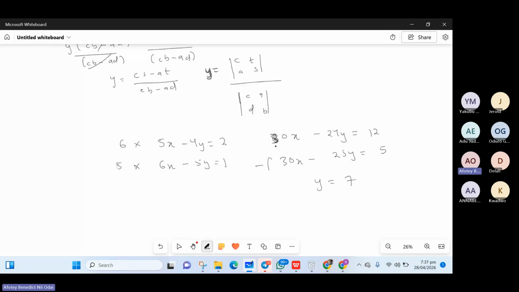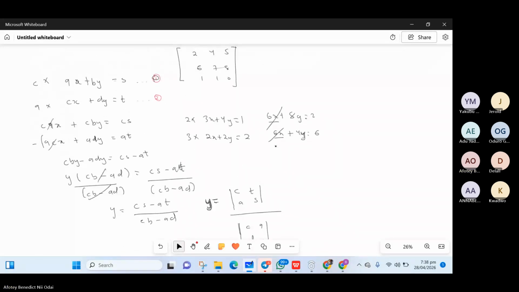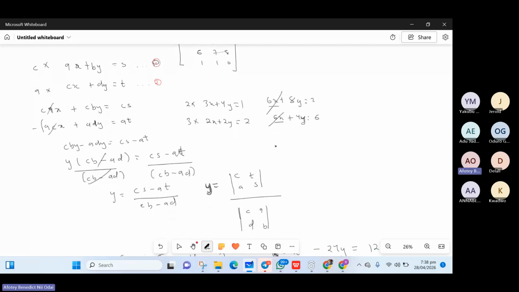Now let's try and use this formula, something that we've seen. So this is the original question that we have, and we've seen that. Let's try and write this again and make the relation from it. ax plus by is equal to s, and cx plus dy is equal to t.